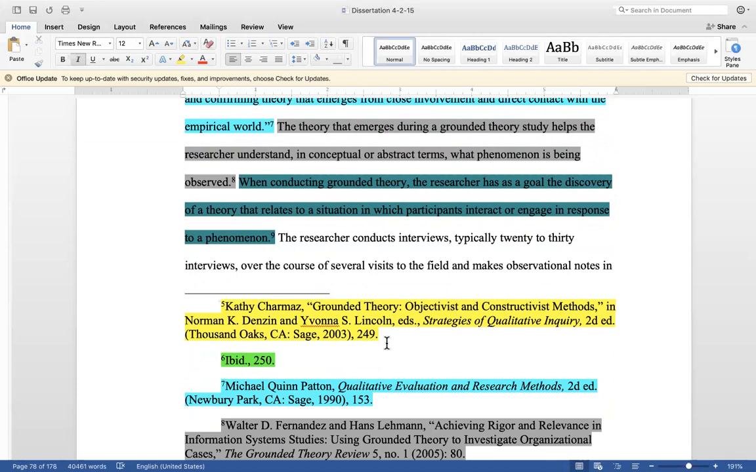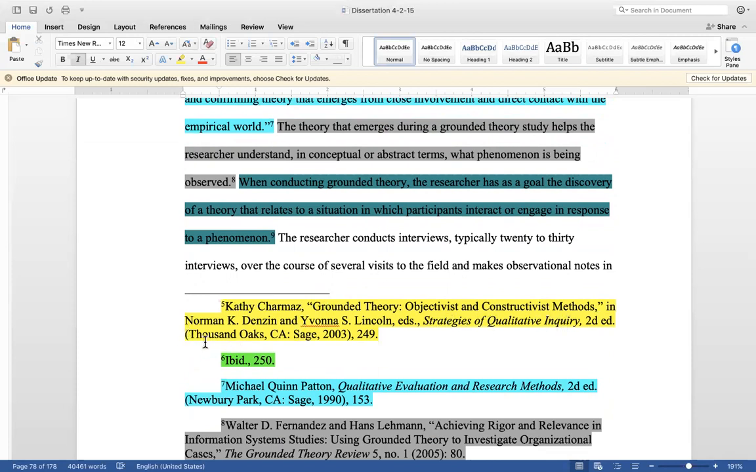Now let's look at this footnote carefully. I've already noted that it's indented. We always do first name first in a footnote. Then we have a comma. Because this happened to be a chapter, the name of the chapter is in quotation marks. Because this is the name of a book, the name of the book is italicized.